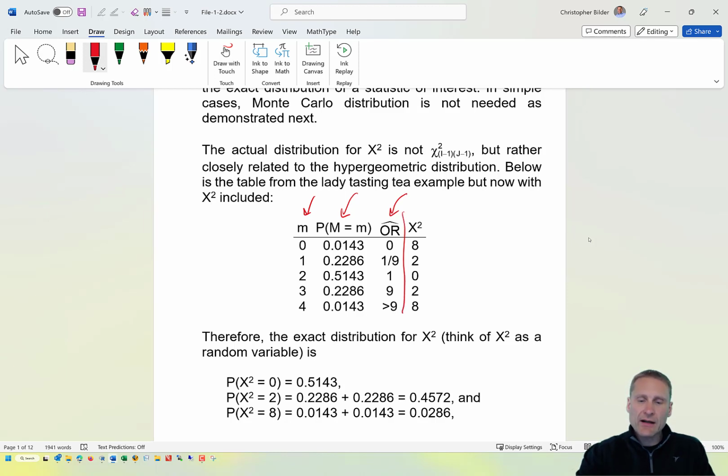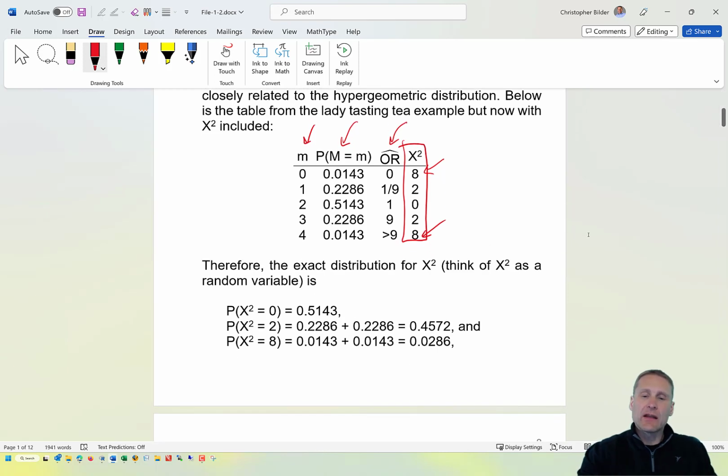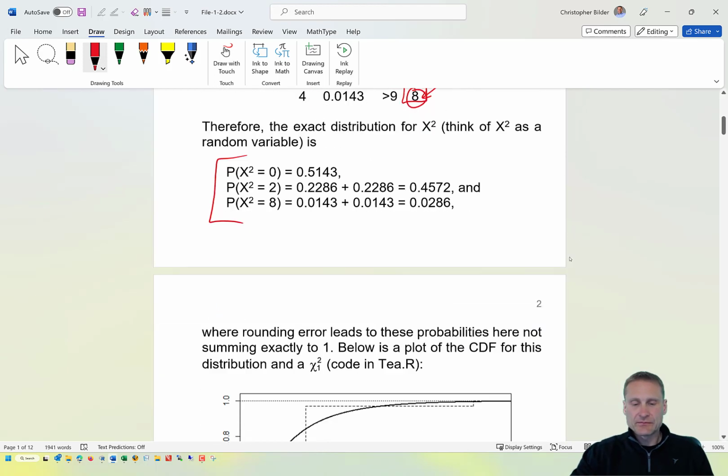Now what I've done is added a column that includes the Pearson chi-squared test statistic. Taking a look at this column, notice we have some duplicate values. So if we want to find the exact probability distribution for this Pearson statistic, all we would need to do is sum over these like values of X squared, sum over the corresponding probabilities. So the actual exact distribution for X squared is what I show here. So the probability X squared is equal to 8 is 0.0286.